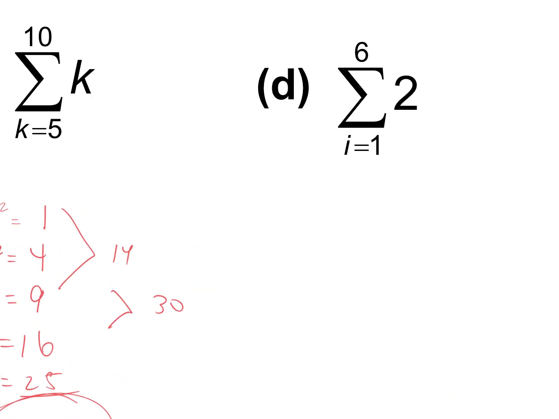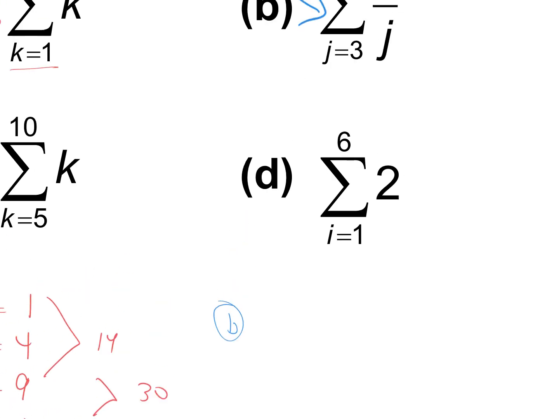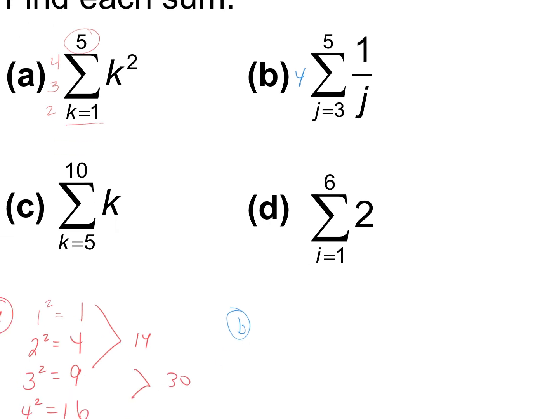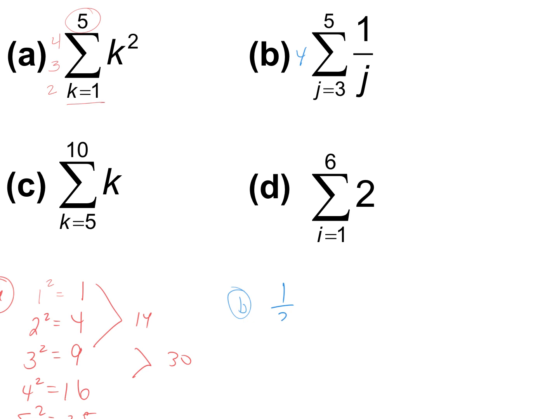So with letter B, what number do they want me to start plugging in and evaluating? 3. And what do they want me to stop at? 5. So I'm going to plug in 3, 4, and 5. And then I do what with those numbers? I'm going to add them together. So I have 1 over 3 plus, you guys with me? 1 over 4 plus 1 over what? 5.